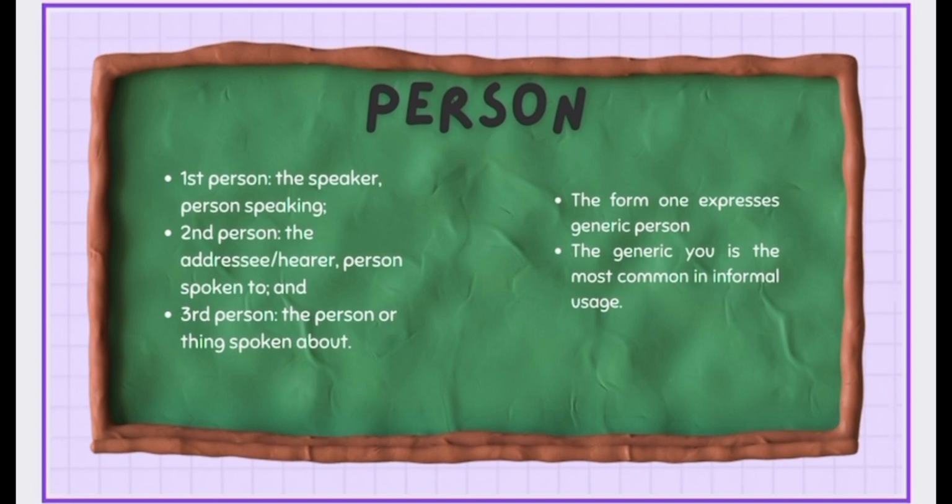Person. There are three terms. First person, the speaker, the person speaking. Second person, the addressee, the hearer, the person spoken to. And third person, the person or thing spoken about. Person distinctions are expressed by the inflected forms of the pronouns. This means that the form of the pronoun changes depending on the person it refers to.